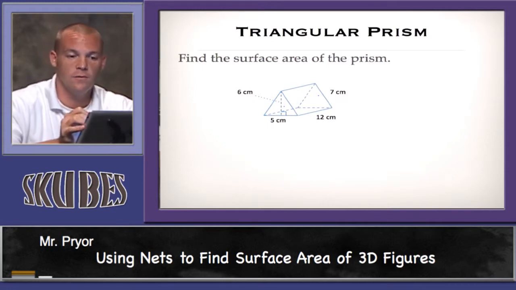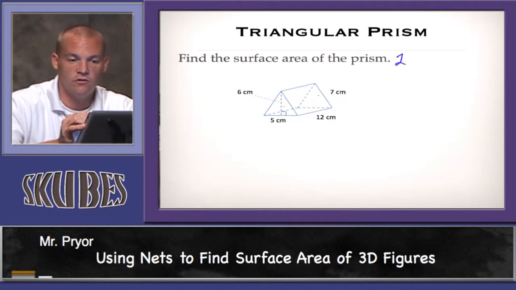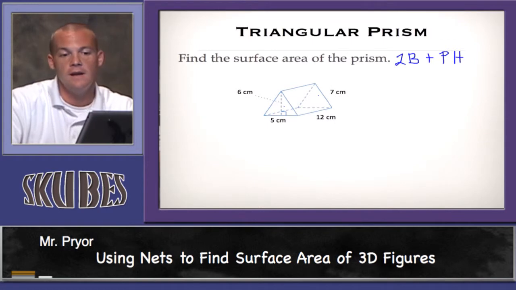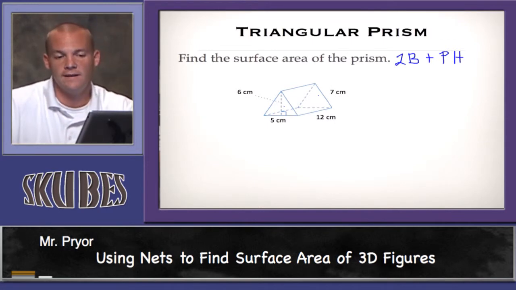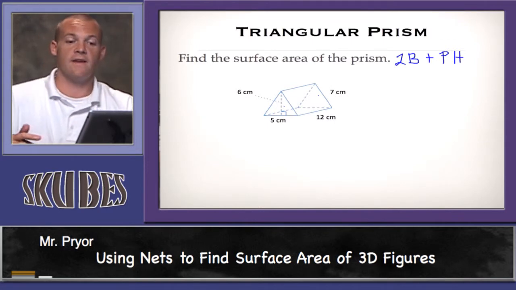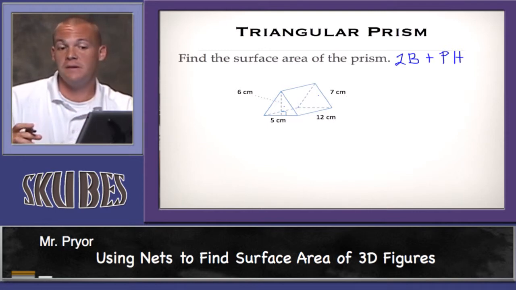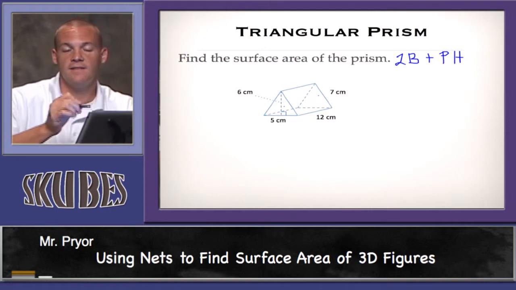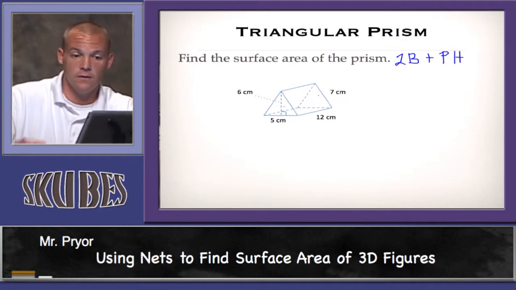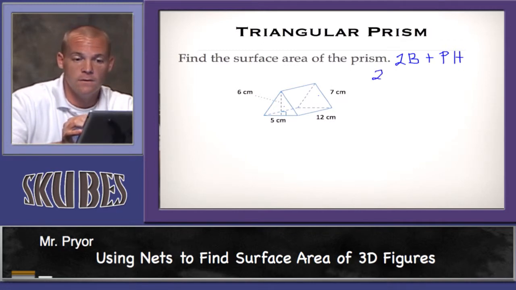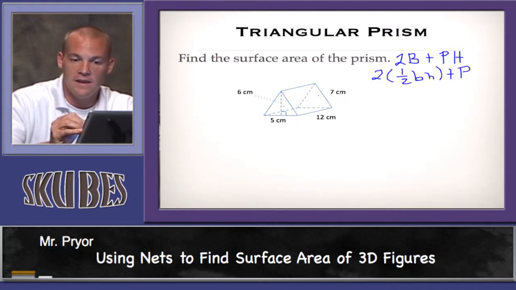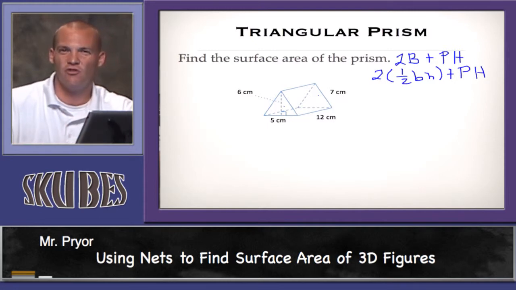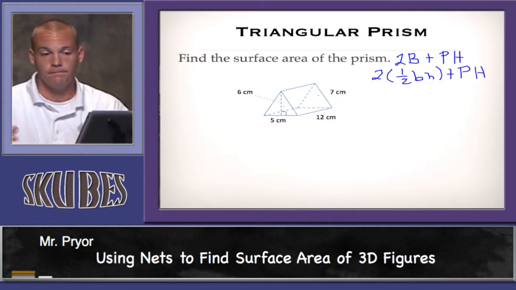Alright, so the formula you're going to use here is still 2B plus Ph. Alright, but this time, because we're not dealing with a rectangle, we're dealing with a triangle, we're going to have to modify that capital B in the formula. This time it's going to have to be the area formula of a triangle. The area formula of a triangle is 1/2 base times height. And you notice that I use a lowercase b this time to represent the base of the triangle, not actually the base of the prism.